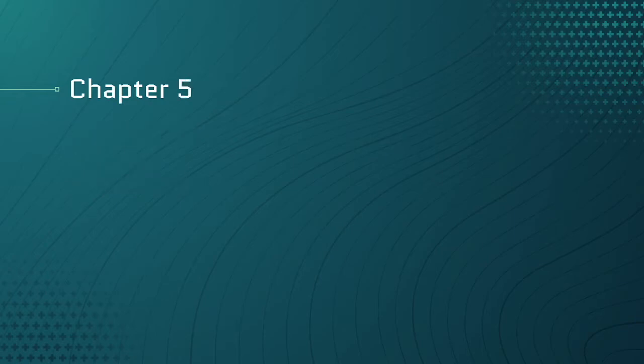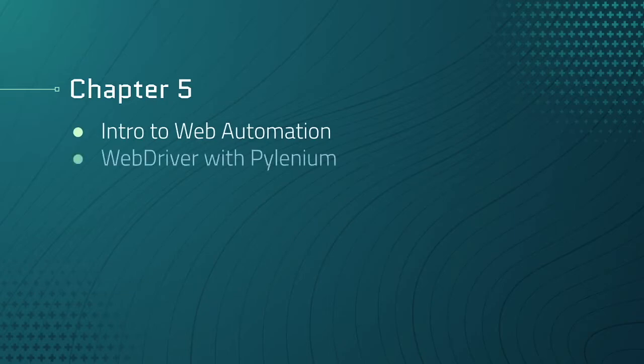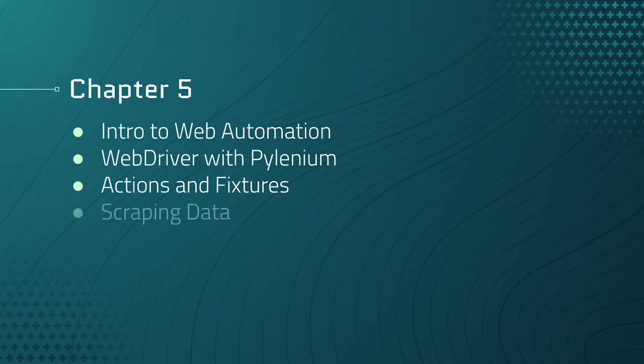And most recently, Chapter 5, which was all around web automation. I introduced you to web automation and why it's important. We used WebDriver with Pylenium, which is a tool I created. Then we learned about actions and fixtures so we could better organize and optimize our tests and code. And lastly, we learned about scraping data off the website to use it throughout our tests.